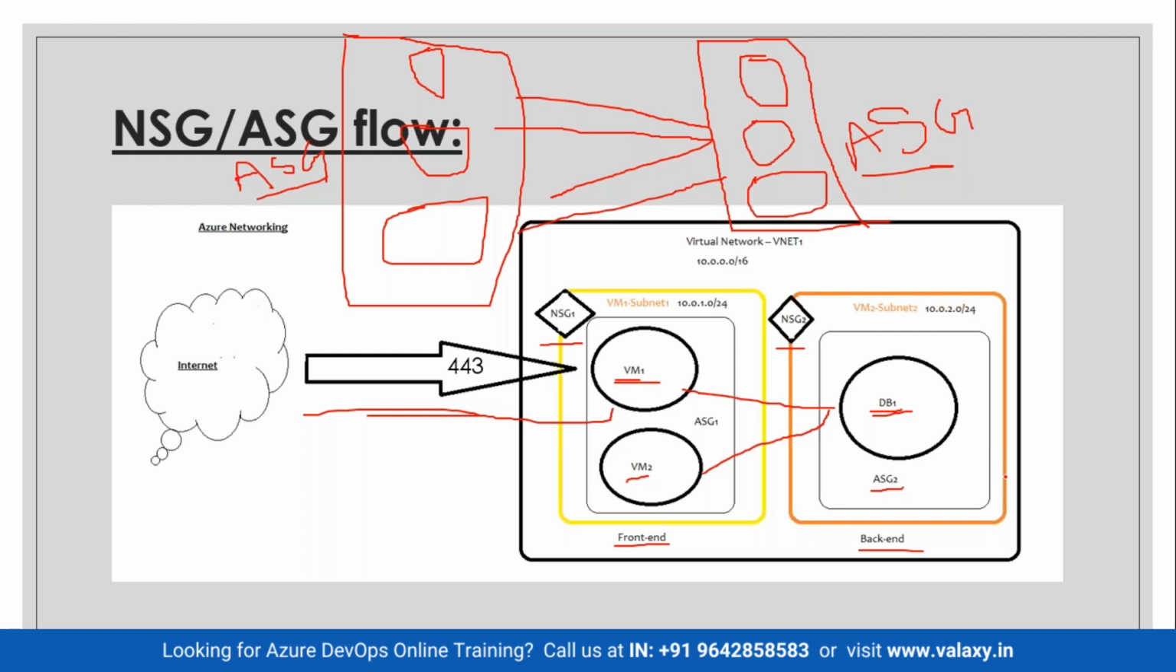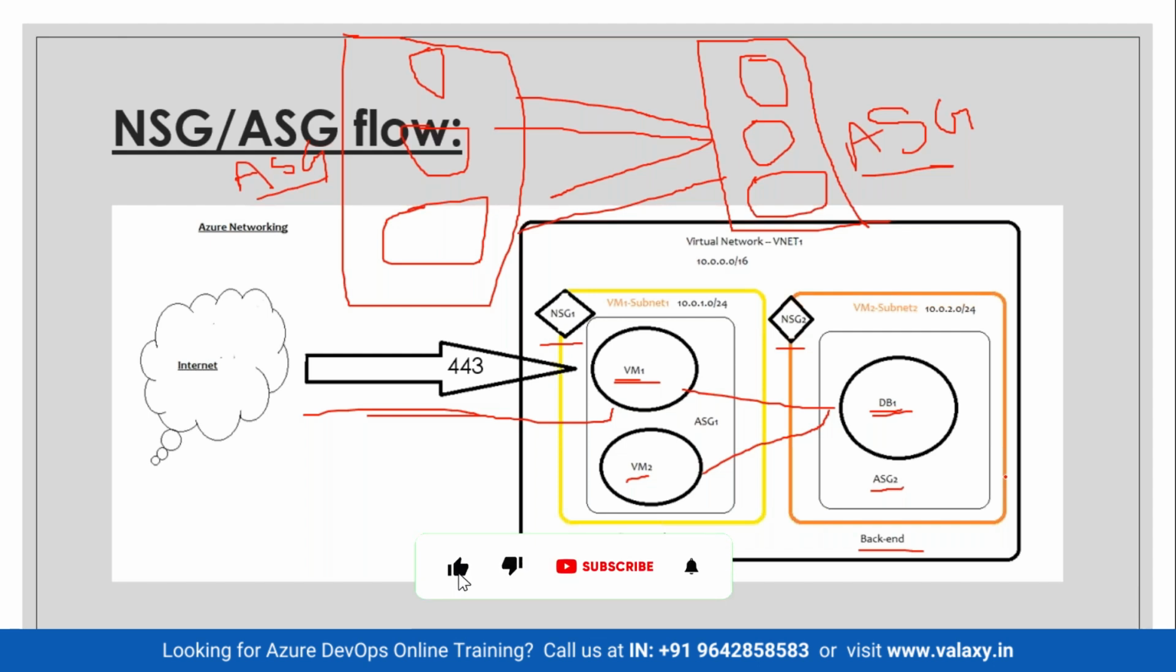What is the best way? Group all those 50 VMs into one ASG. And if anyone wants to access those VMs, just allow it through the ASG. So this is one single entity. Create one ASG, group all the VMs and just allow the traffic through the ASG. That's it. In future, if you're adding multiple more VMs, just go and add them to the ASG.